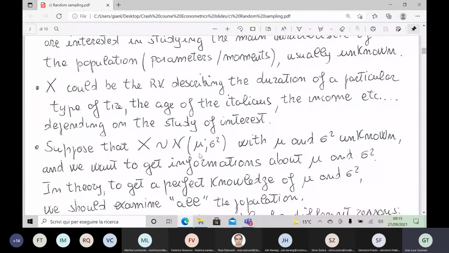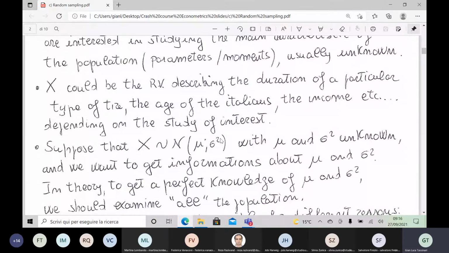Mu is a constant which is unknown. What about the variance of the duration of a Pirelli tire? This is also unknown, guys, because in principle, to compute exactly sigma square, you should consider all Pirelli tires. You should measure the duration of all of them, but this is impossible, because you should consume all Pirelli tires for your pleasure and then compute the variance, which is obviously unfeasible in practice.